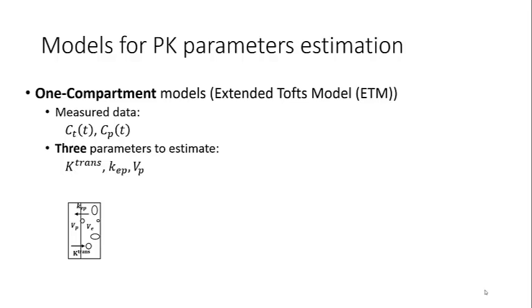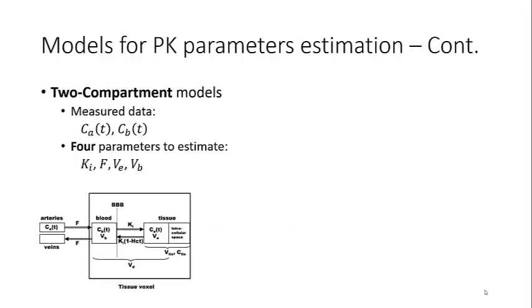A model that has been mostly used since the 90s is the one-compartment extended Tofts model, which is defined by one differential equation and consists of three parameters to estimate. This model does not take blood flow into account.